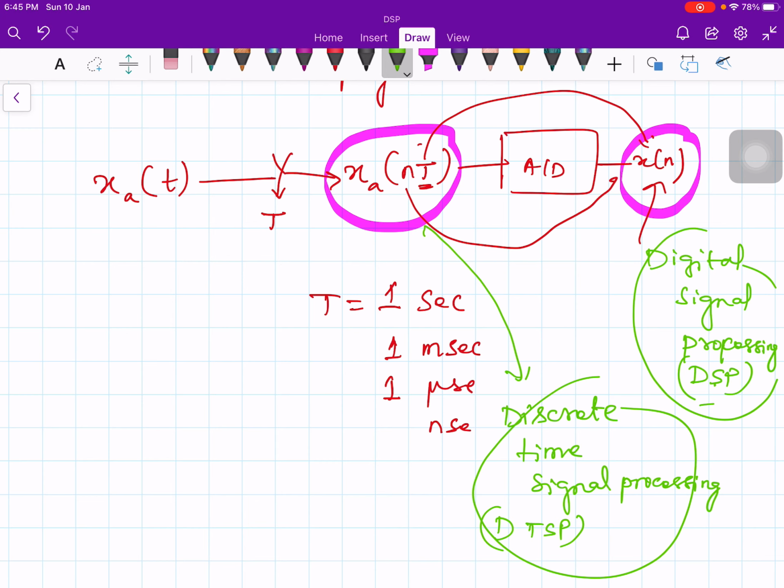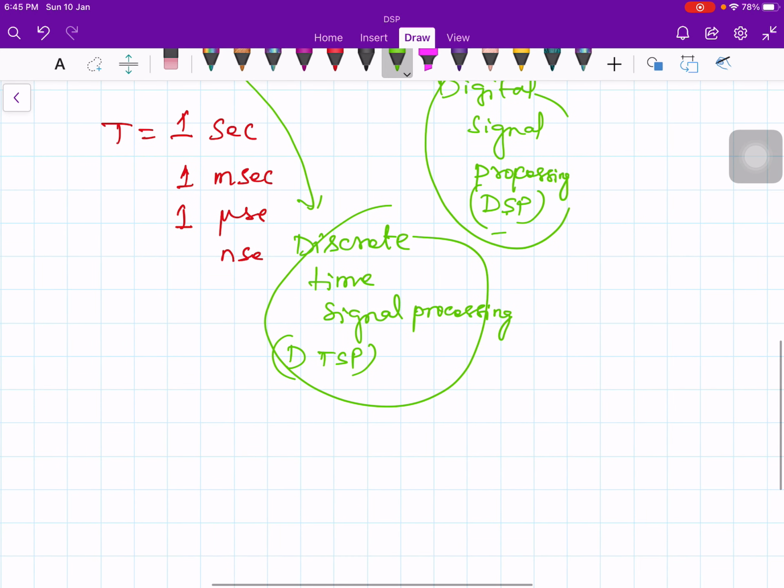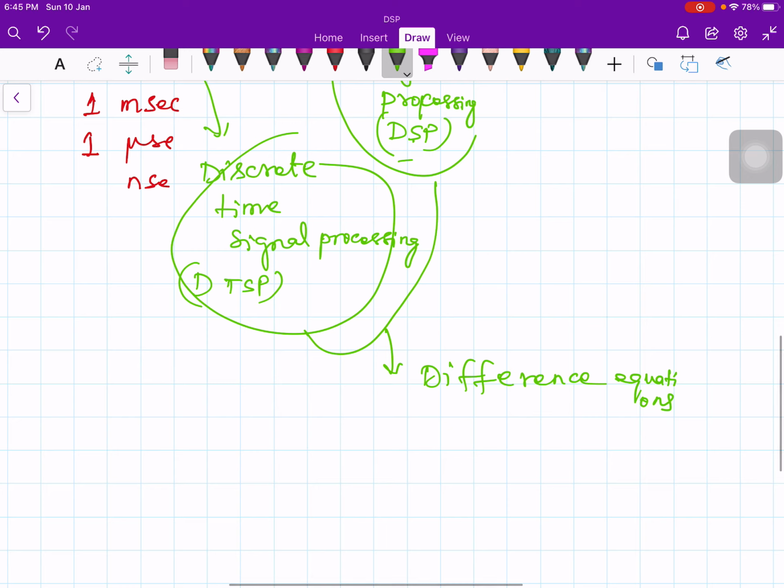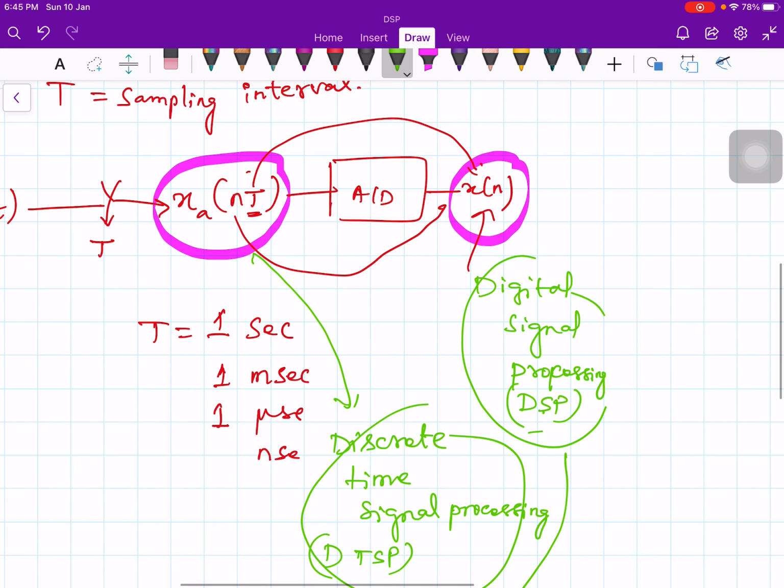So you use difference equations. Therefore, for both DTSP and DSP, you can use difference equations, and you can use discrete time Fourier transforms and so on and so forth. So whether the dependent variable is a continuum like xa of nT or a discrete amplitude like x of n, see here the amplitude is discrete.